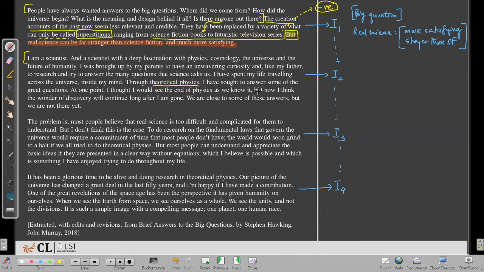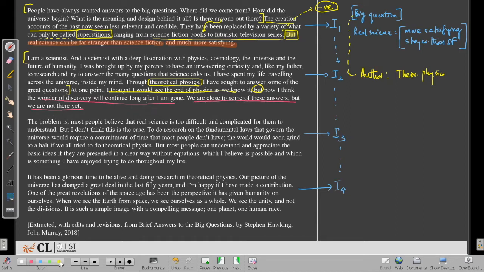Through theoretical physics, I have sought to answer some of the great questions. So the author is actually making a case that, for this big question, they are trying to find answers through theoretical physics, or let's say science. I have sought to answer some of the great questions. At one point, I thought I would see the end of physics as we know it, but I think the wonder of discovery will continue long after I am gone. We are close to some of these answers, but we are not there yet.